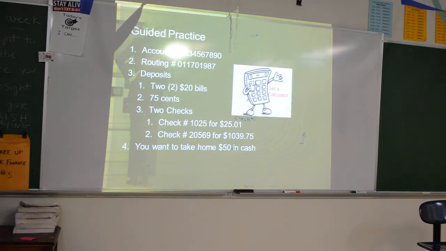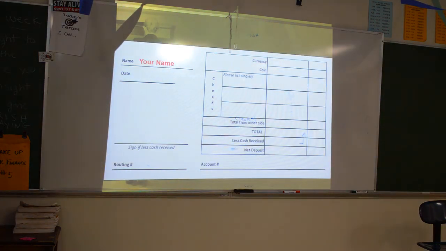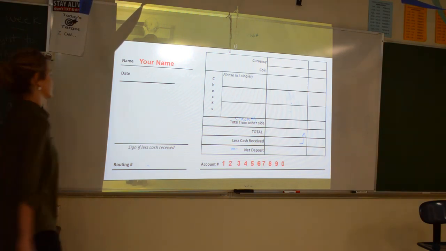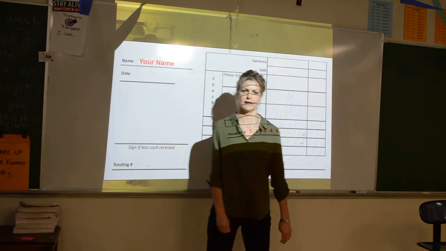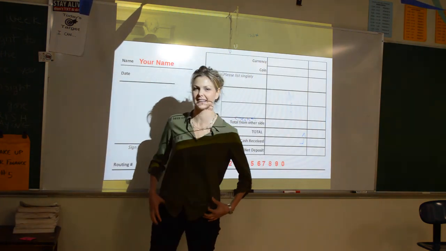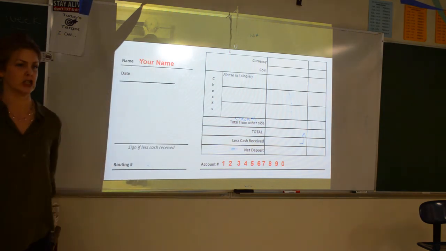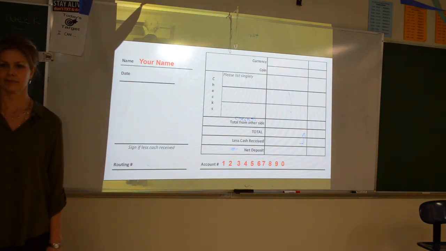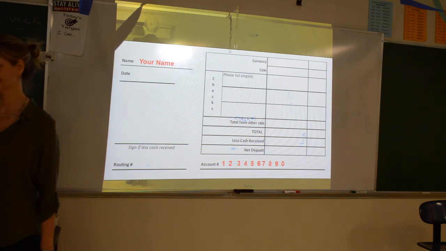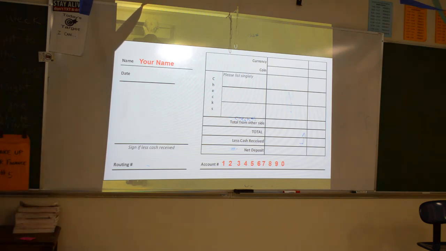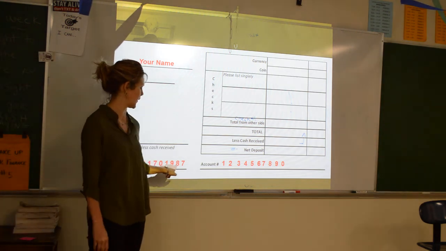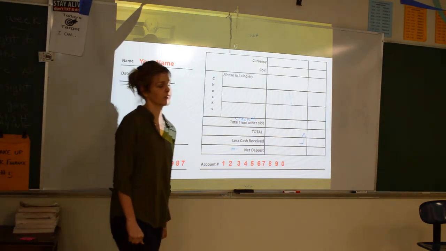Where do you find your account number, folks? On the actual checks themselves. In the guided practice, I provided you the account number. The account number is 1234567890. You see that on your guided practice? What is the routing number provided to you? It's on your gray sheet that says guided practice. 011-701987.